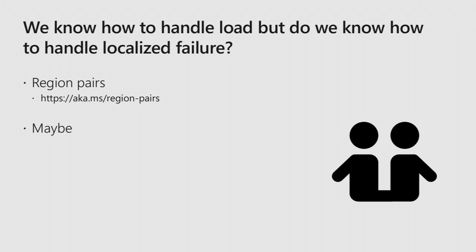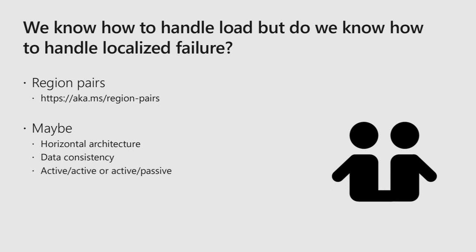So are the region pairs important for you? Maybe. There's some more thinking that has to be done, particularly around, if I don't have horizontal architecture, what's the point? If I don't have a way of managing data consistency on the back end, what's the point? Again, a lot of the things that determined whether we did horizontal or vertical scaling is also going to determine whether or not the region pairs make sense. And even if they do make sense, what does that look like architecturally? Am I going to do active-active? Am I going to do active-passive? What sort of failover am I going to have between them?